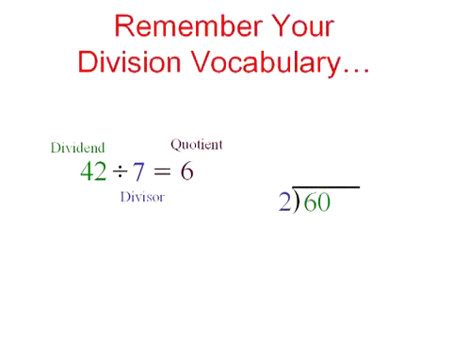We say that the 60, for instance, is in the jail, if you would. We still have the same three numbers, though. 60, the guy getting divided, is the dividend. The guy doing the dividing, 2, is the divisor, and the answer to a division problem is the quotient.